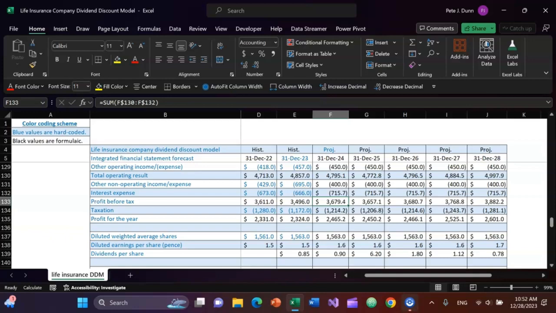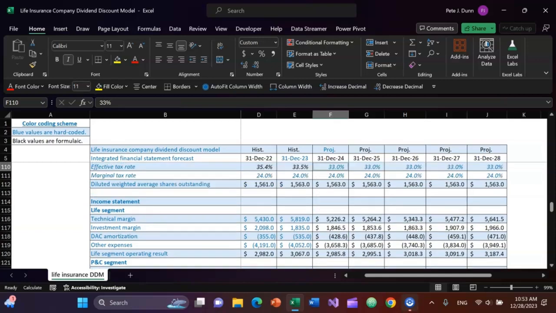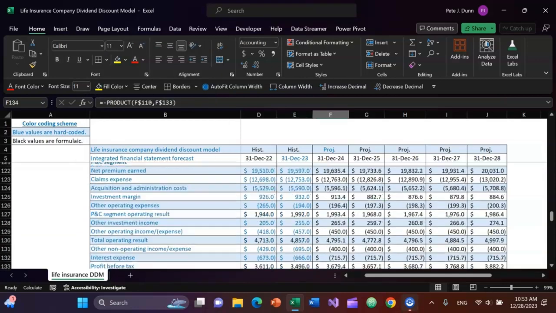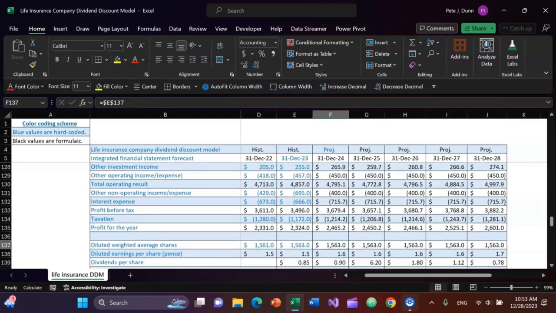Take out those expenses by summing rows 130 through 132, and you have your profit before tax. Then you have your taxes, which is that pre-tax income times the tax assumption. You use the effective tax rate of 33%, and that gets you to net income.